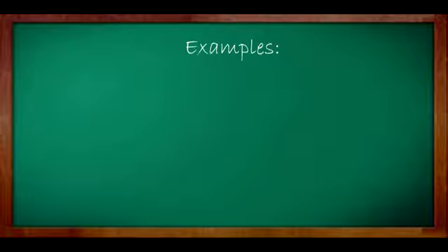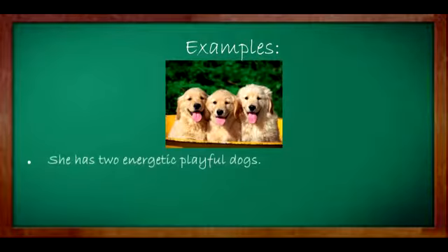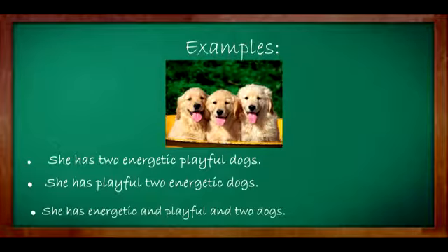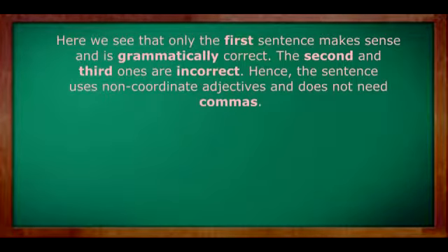Examples: She has two energetic, playful dogs. She has playful two energetic dogs. She is energetic and playful and two dogs. Here, we see that only the first sentence makes sense and is grammatically correct. The second and third ones are incorrect. Hence, the sentence uses non-coordinate adjectives and does not need commas.